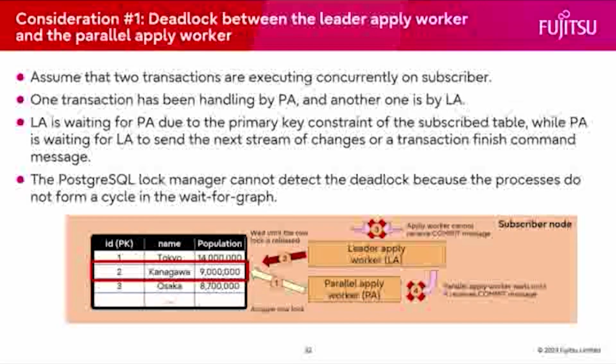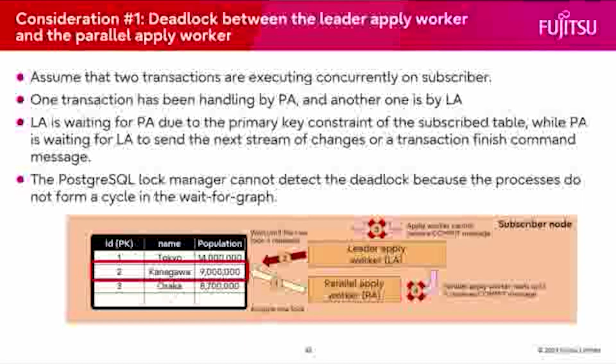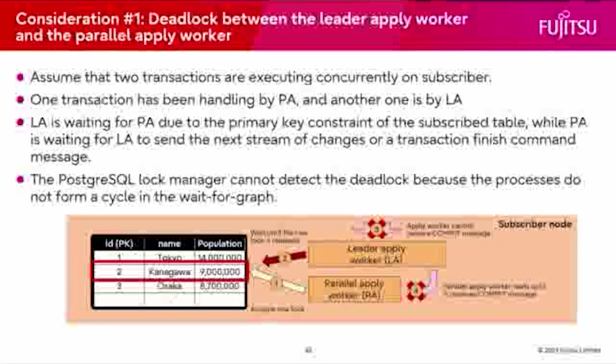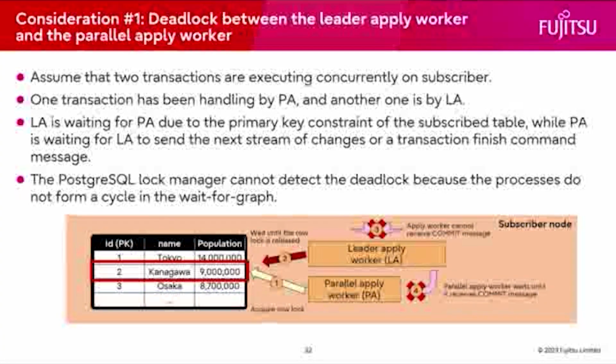Let's assume a scenario: 2 transactions being executed on the subscriber side. One transaction is handled by the parallel worker PA, and another one is done by the leader apply worker LA. Okay, for example, there is a table that stores the name and population of Japanese prefectures.